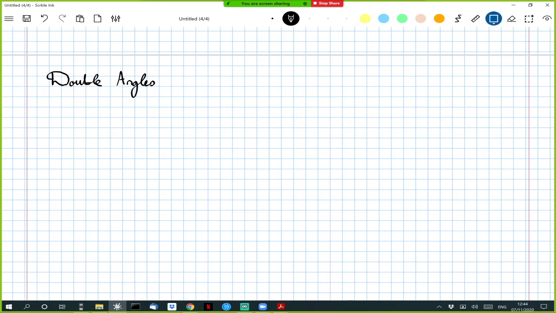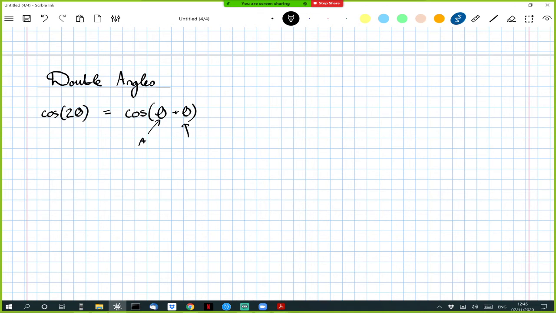So a double angle is just what it says. It's an angle that's been doubled. So for example, cos of 2 theta is an example of a double angle because it's an angle theta that's been doubled. Now what we can do, we can expand these angles by rewriting it as cos of theta plus theta. So hopefully you're convinced that theta plus theta is 2 theta.